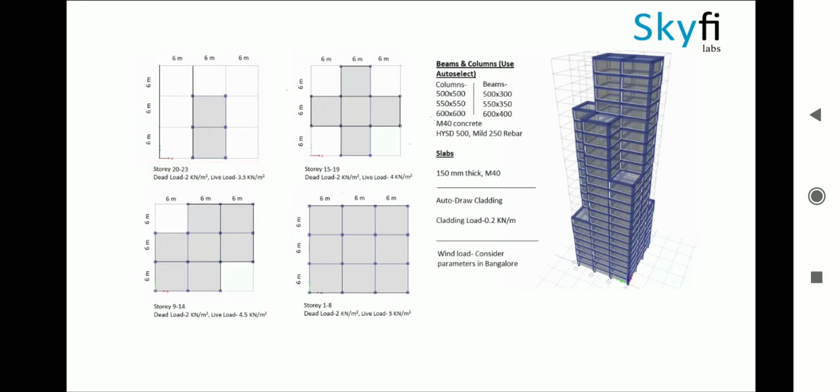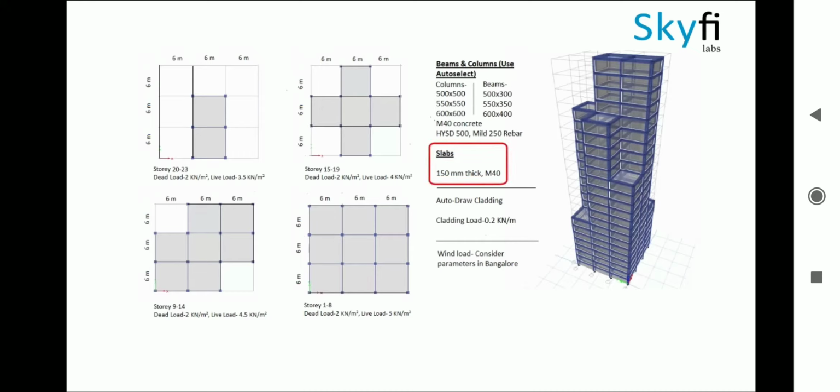These properties can be applied by the concept of similar stories, which you will learn in this module. Also, 3 sections of beams and columns are listed, each of which has M40 concrete, and HYSD 500 and mild 250 rebar for longitudinal and tie bars respectively. You will be using the Auto Select option for the beams and columns, which means you will list all the 3 sections, and ask the software to select the best section for you.